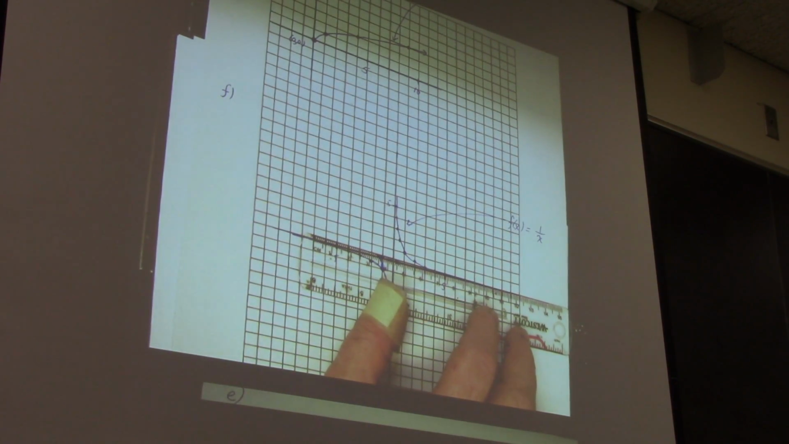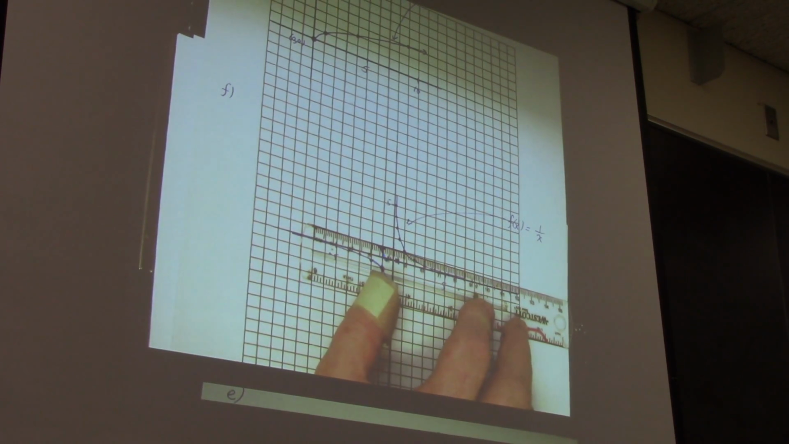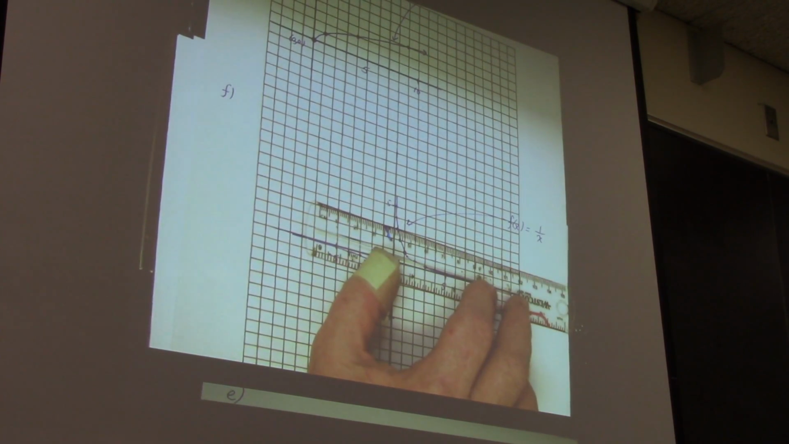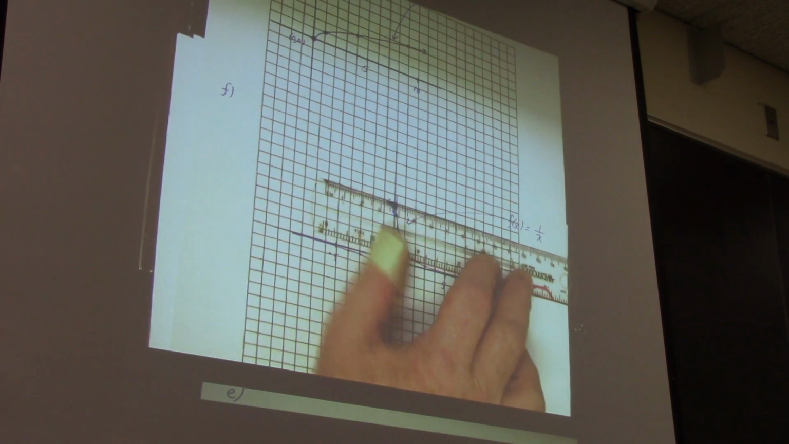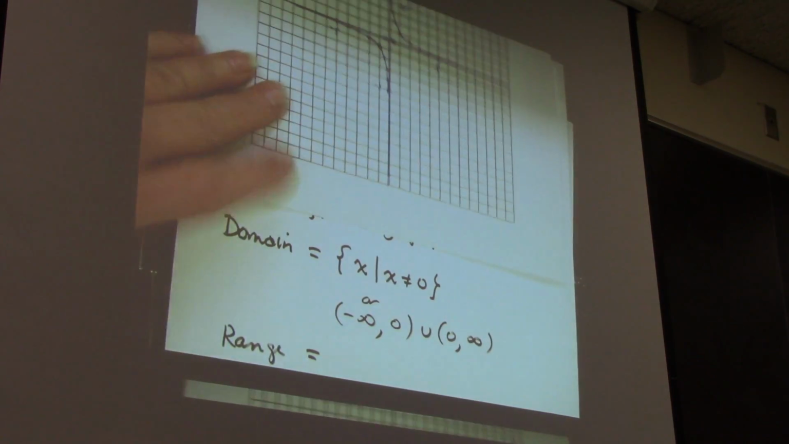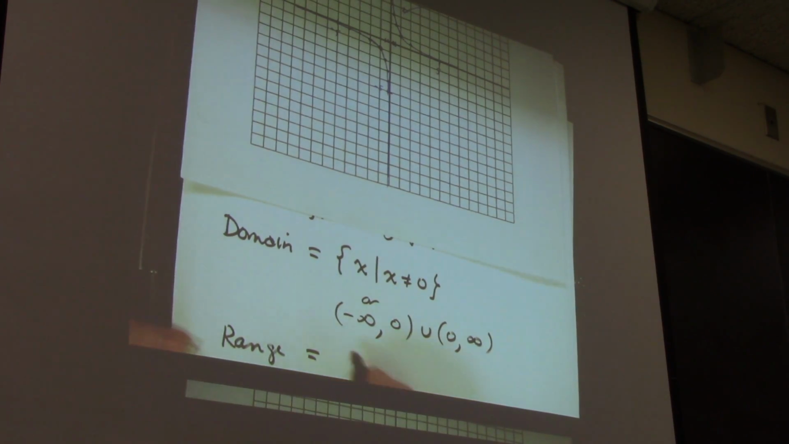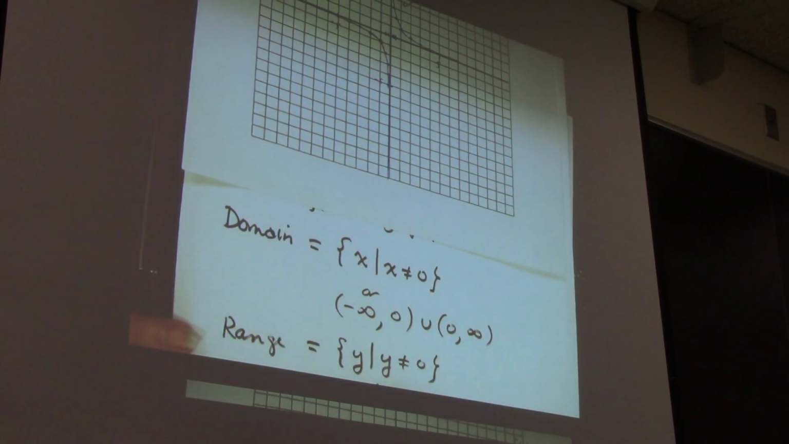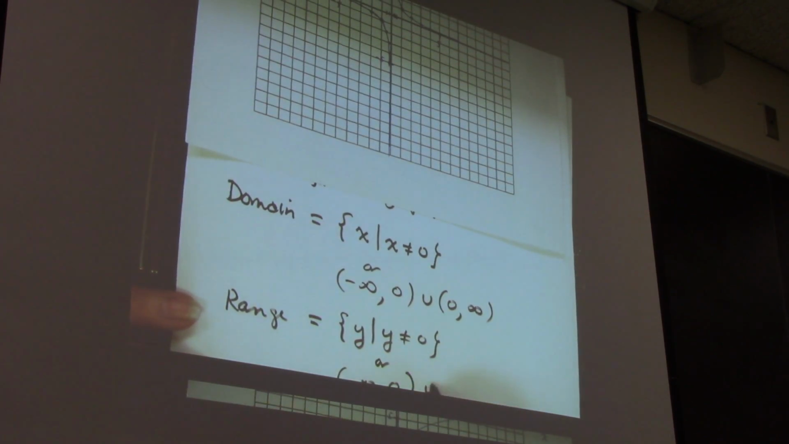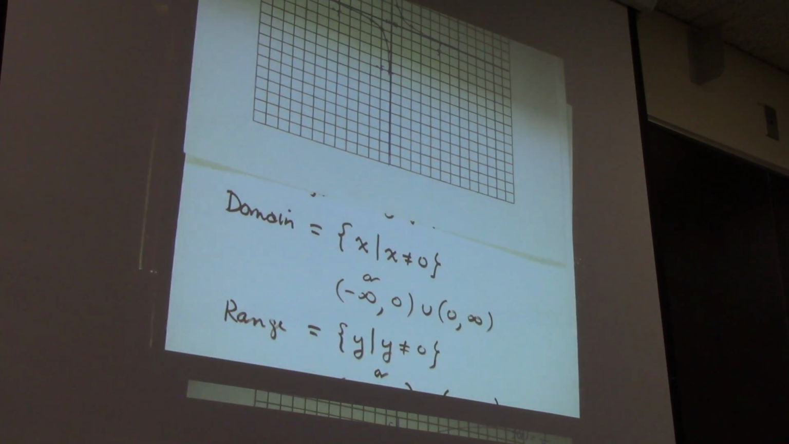Is positive 1/100th in the range? Yes. Is positive 1 in the range? Yes. Is 5 in the range? Yes. Okay, what's my range? Same as the domain. So I can say it's the set of all y such that y is not equal to 0, or I could just say -∞ to 0, excluding 0, union 0, excluding 0, to infinity. Okay? All right, let's take a break.